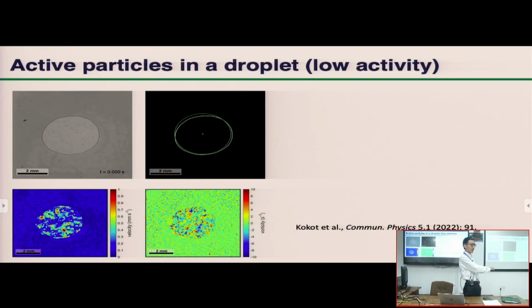Is everyone clear about the setup? So you encapsulate active particles in a droplet. Guess what happens? And what happens then when they go to the boundary?